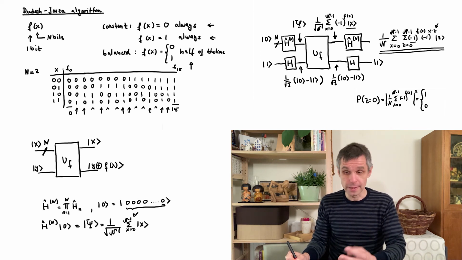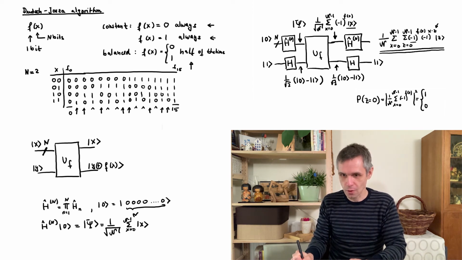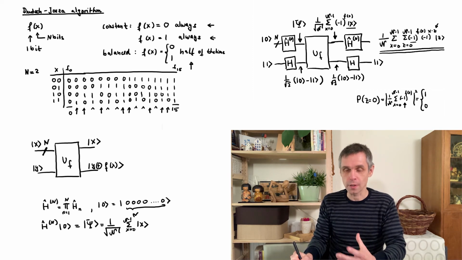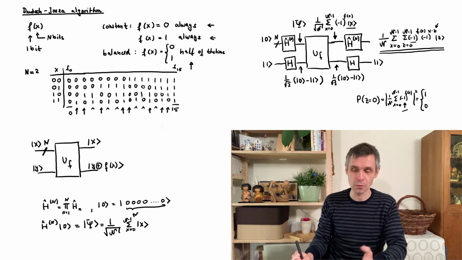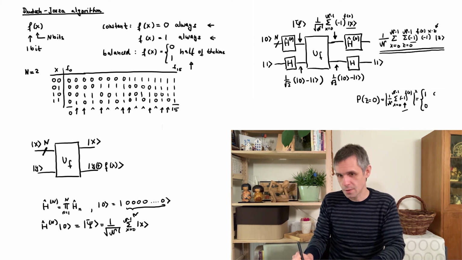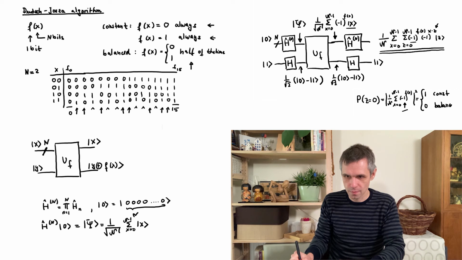And we see this very directly because for a constant function, all of these numbers here are the same. So they add up to plus curly n or minus curly n. Then divided by curly n, we just get 1 or minus 1. And when we square this, we just obtain 1. And for a balanced function, we have just as many 1s as minus 1s in this sum here. And therefore, this sums to 0. And therefore, this first case here corresponds to a constant function. And the second case corresponds to a balanced function.